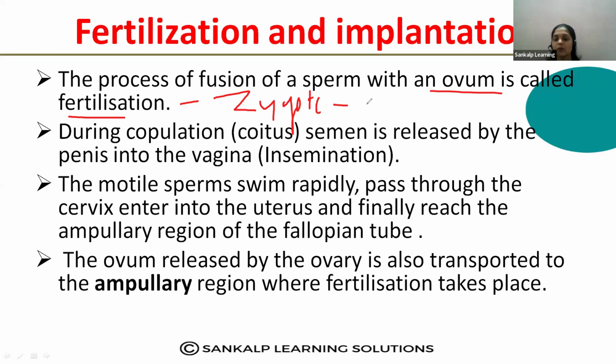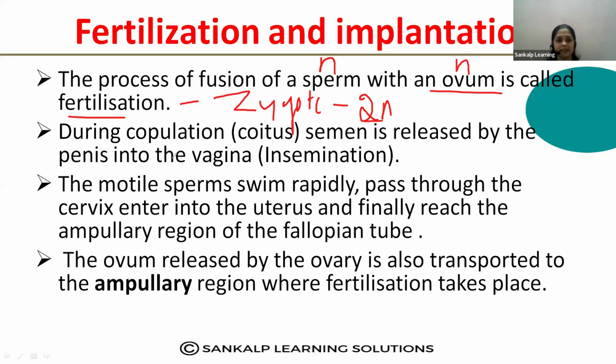And what is the ploidy of this zygote? Haploid or diploid? Yes, the zygote is diploid, right? Because sperm is haploid and ovum is haploid, and when the sperm fuses with the ovum, that forms the zygote, which is diploid in nature.